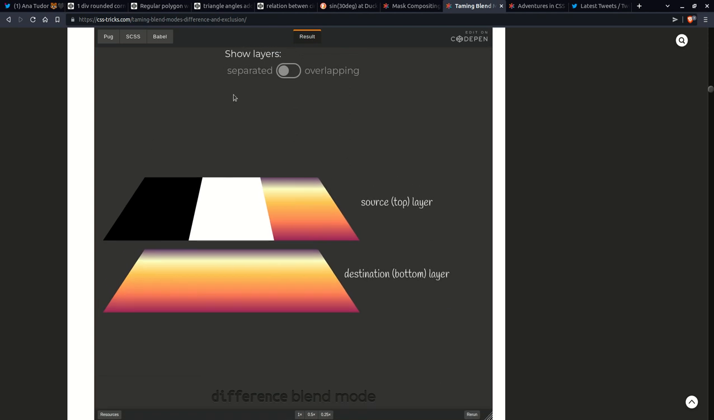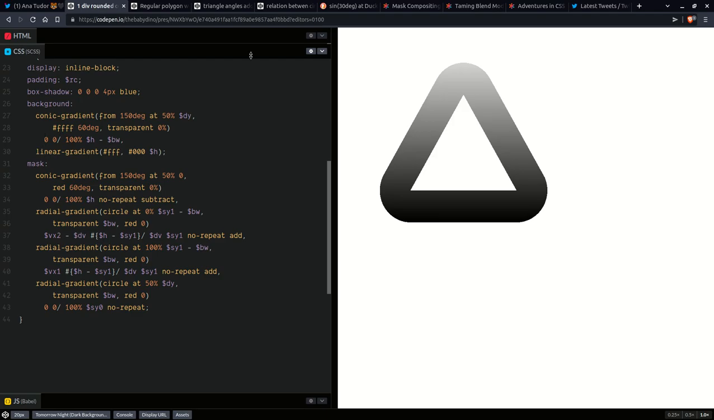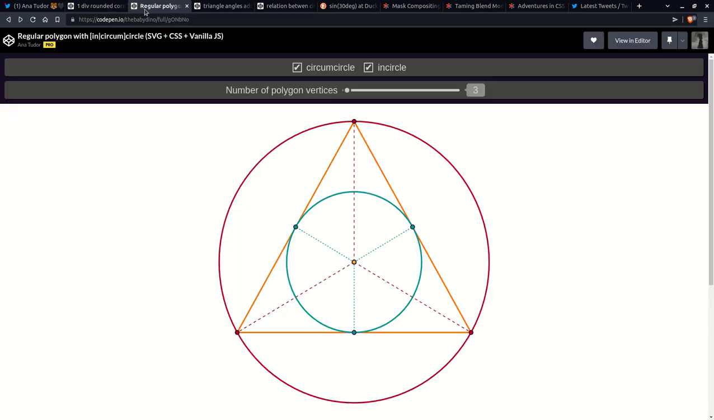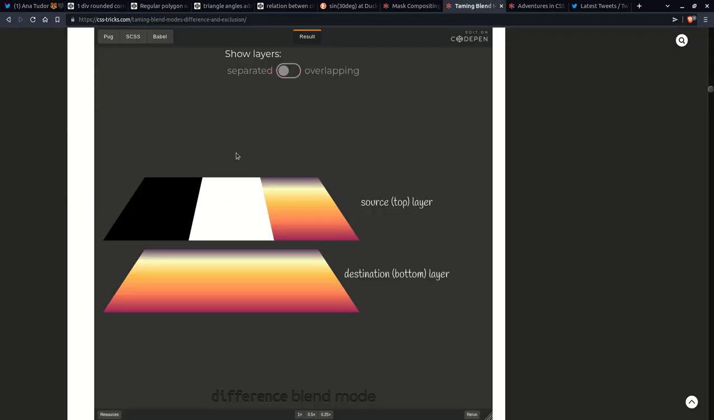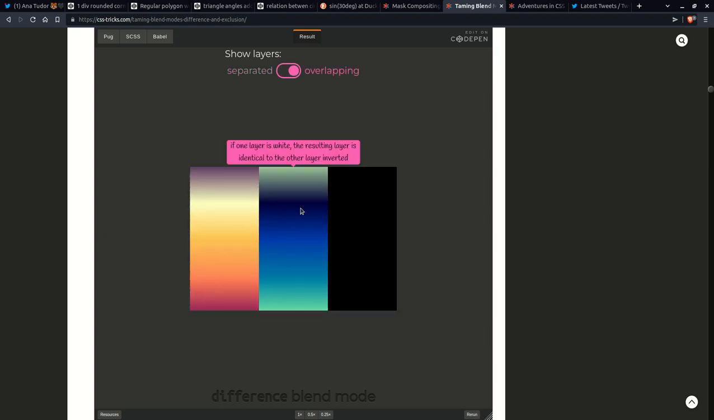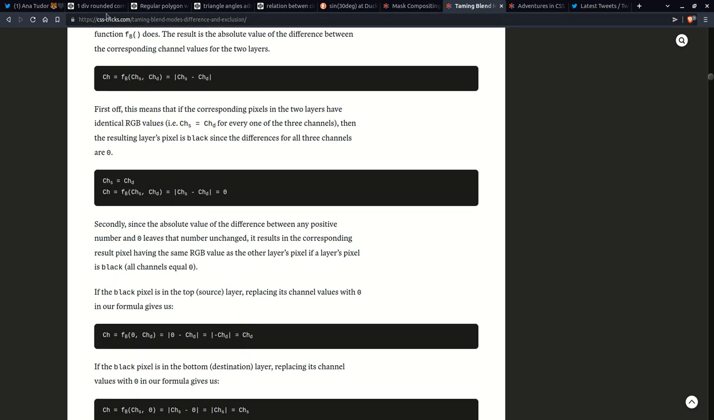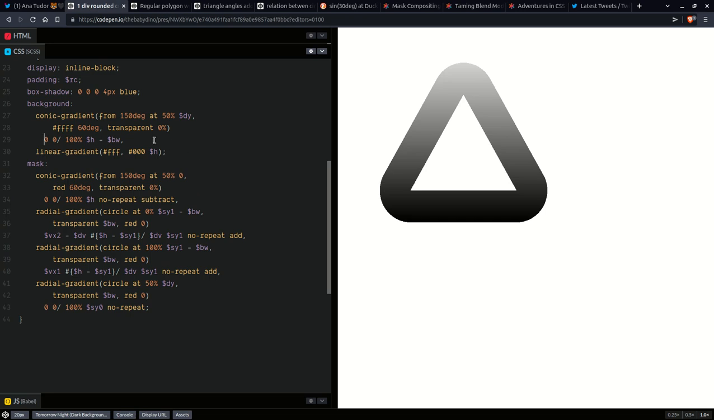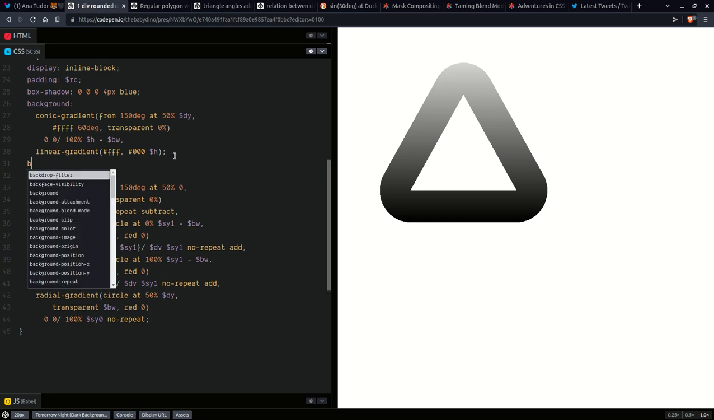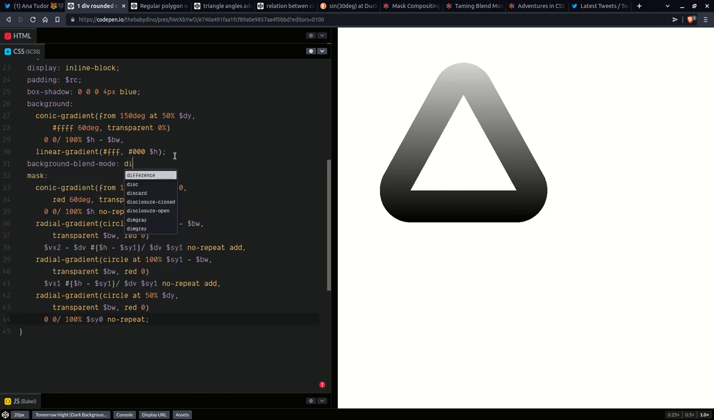Okay, now you can see two layers that are separated, and in this case you have something that looks like what we have here. One of the layers is fully white. So when one of the layers is fully white, then the result of the difference blend mode is going to be the other layer inverted. Now you can see them when they overlap. So if one layer is white, the resulting layer is identical to the other layer inverted. Now, the article goes into a lot of detail and it explains the mathematical computations behind and all the formulas and stuff. But we're not going to look at that. Just know that we're going to use background blend mode difference.